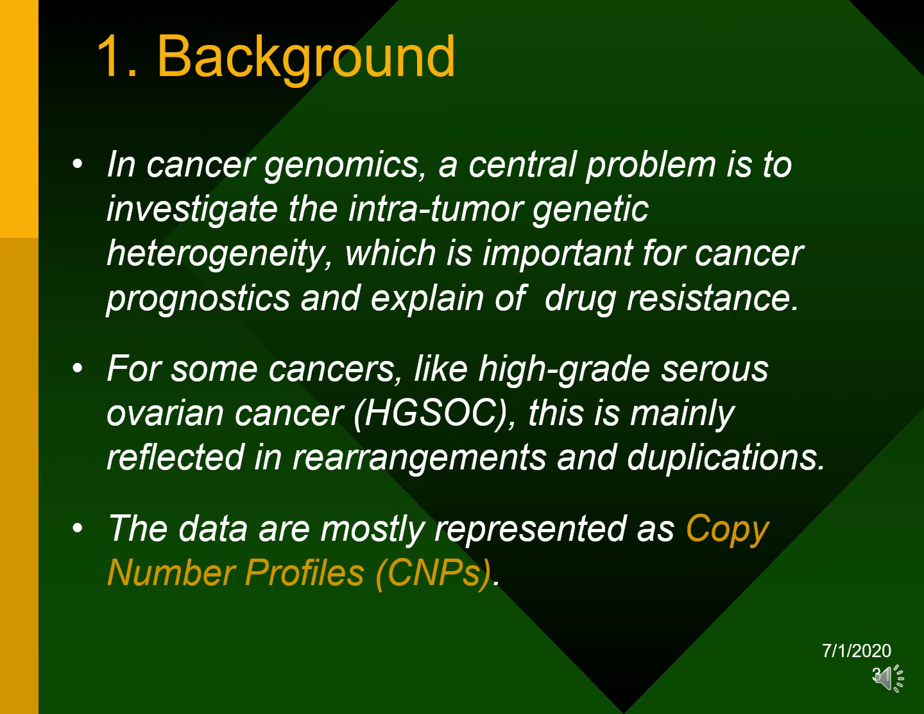So this is mainly reflected in rearrangements and a large number of duplications, and certainly some deletions. Because of that, in the later stage of this kind of cancer, the genome changes significantly. Therefore, doing the sequencing is not that meaningful anymore. So in this case, the data are mostly represented as copy number profiles, CNPs for short.